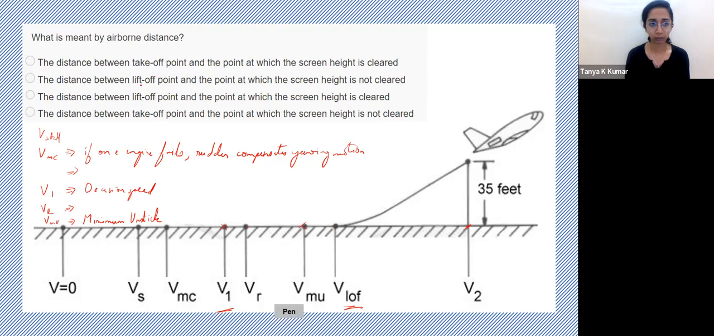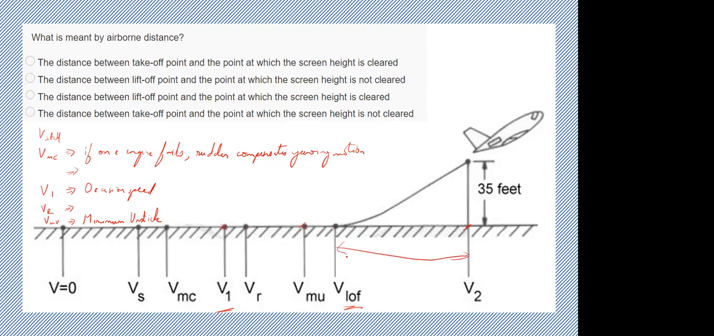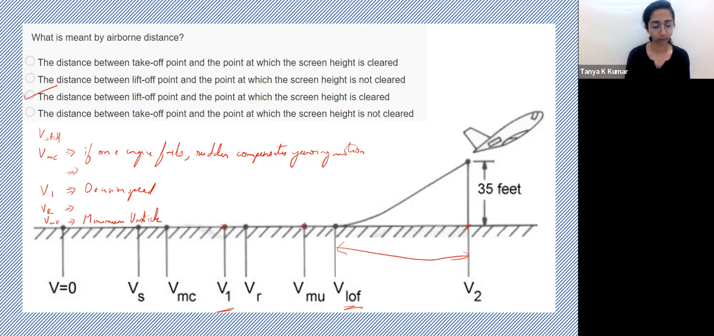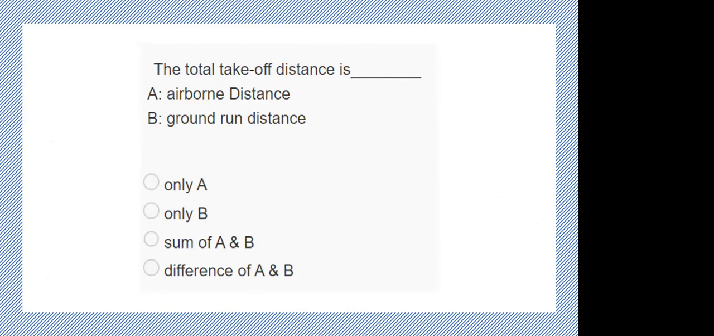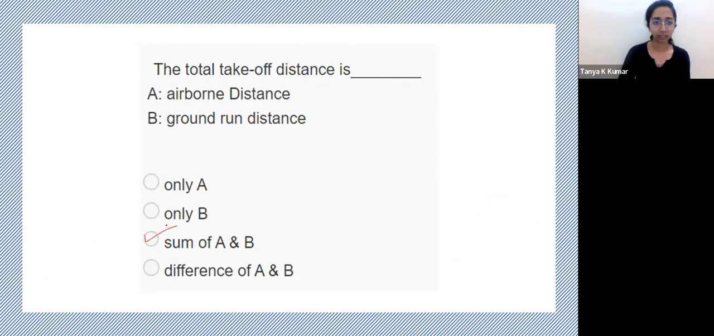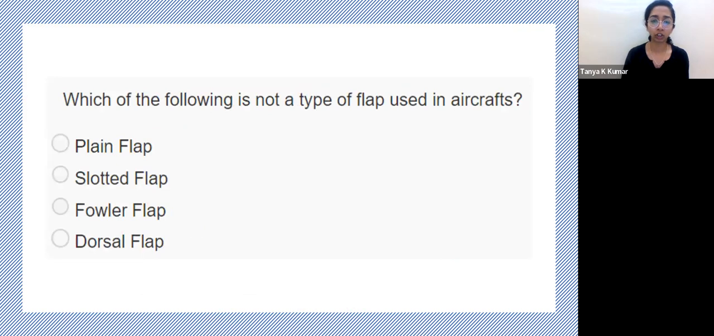So which would be the airborne distance? It would just be this distance, right? Liftoff to V2, yes. So it will be this. Okay. And what about the total takeoff distance? Will it be the airborne distance A plus B, the sum of A and B? Sum of A and B, okay. Correct.